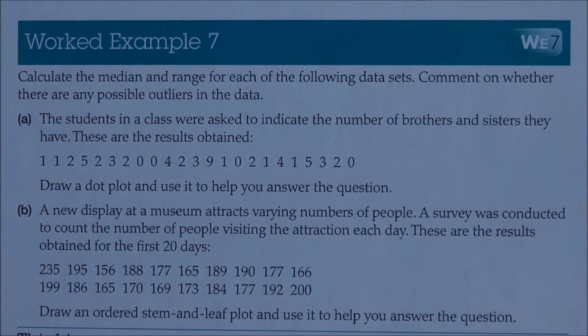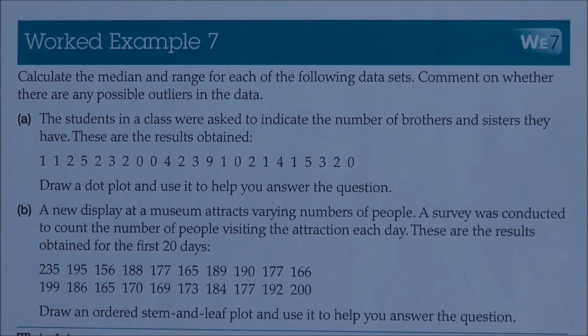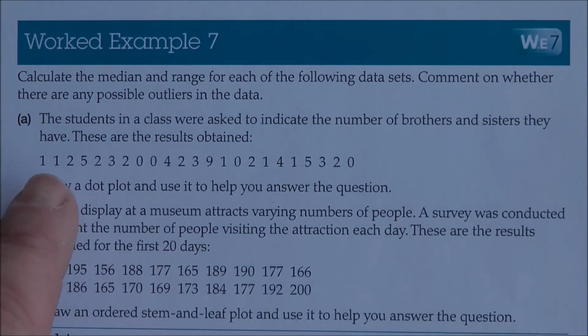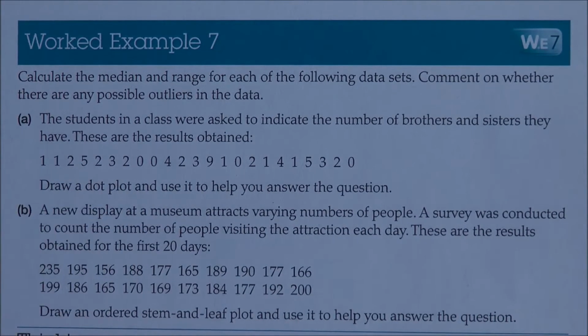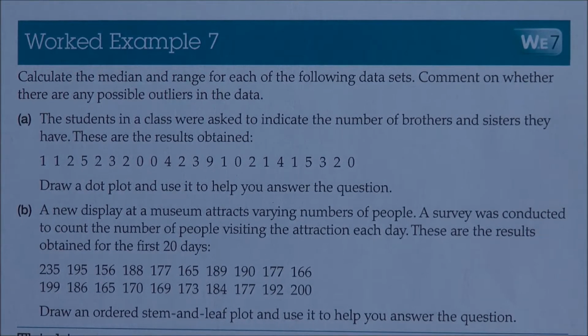Alright, so let's have a look at our question. Calculate the median and the range for each of the following data sets. Comment on whether there are any possible outliers in the data. So in part A, students in the class were asked to indicate the number of brothers and sisters they had. These were the results obtained. So we can see the first two people have got one brother or sister, 2, 5 and so on. Draw a dot plot and use it to help you answer the question.